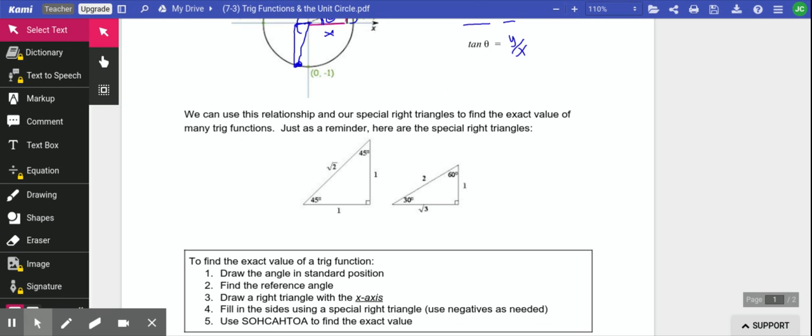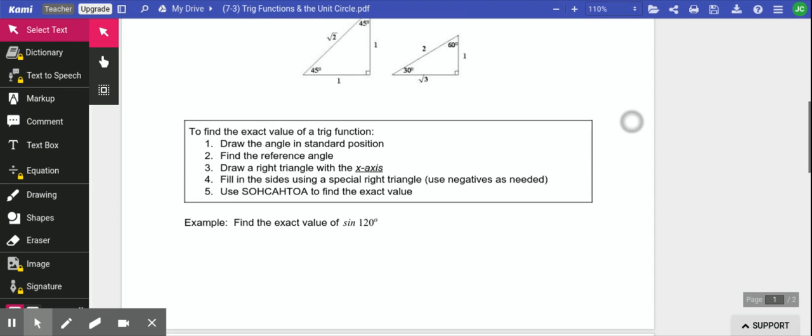And then our other special right triangle is the 30-60-90. The sides are 1, 2, and root 3. 1 is the smallest, so it goes across from the smallest angle. 2 is the biggest number, so it goes across from the biggest angle, or the hypotenuse. And then across from the 60 is the root 3. Okay, so if you need to reference those, they are there.